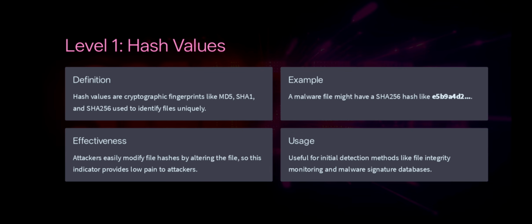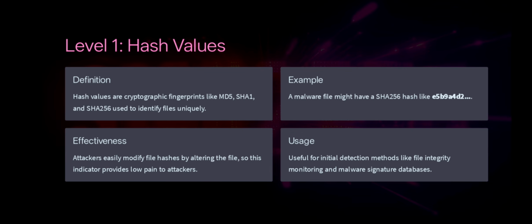In the Pyramid of Pain, hash values occupy the lowest level, indicating that they are the easiest type of IOC, indicator of compromise, for both defenders to detect and use in automated systems, and attackers to change with minimal effort. Why they're easy for defenders. Simple to compare hashes across files. Ideal for signature-based detection. Can be integrated into antivirus, EDR, firewalls, and SIEM systems.